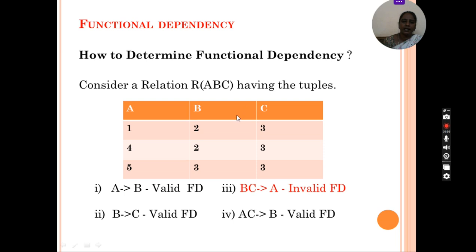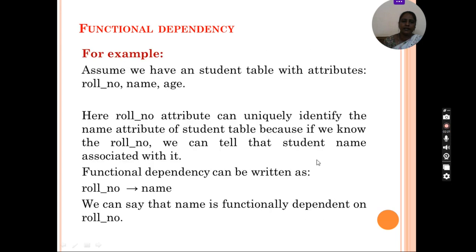In the third case, BC determines A. 2, 3 is determining 1. 2, 3 is determining 4? No, it should not be 4, it should be 1. So it is not a valid functional dependency. Then the fourth one: AC determines B. 1, 3 determining 2; 4, 3 determining 2; 5, 3 is determining 3. It is a valid functional dependency.